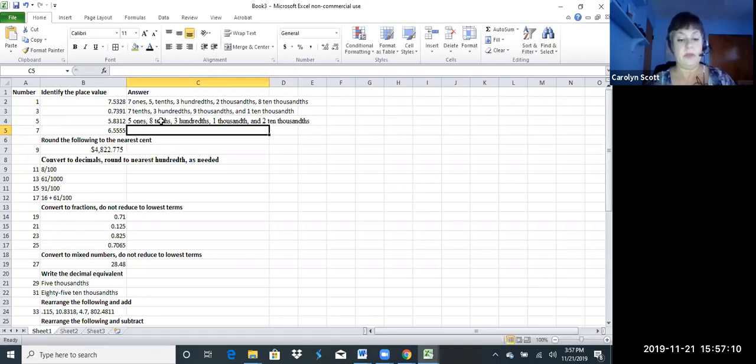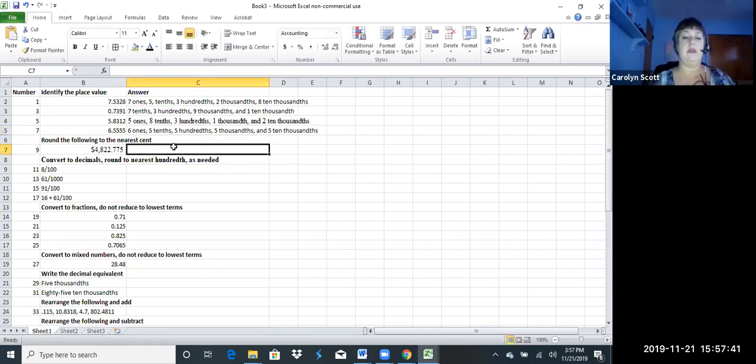Our final one, we have 6 ones, 5 tenths, 5 hundredths, 5 thousandths, and 5 ten-thousandths.